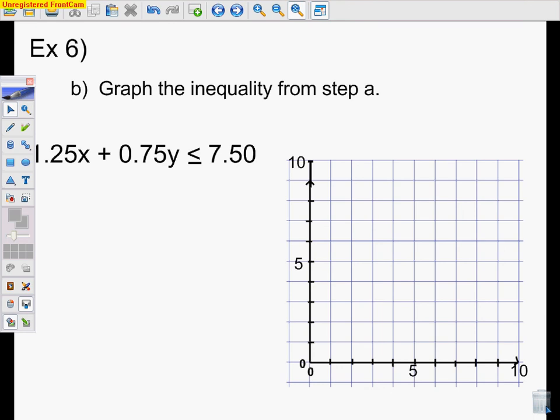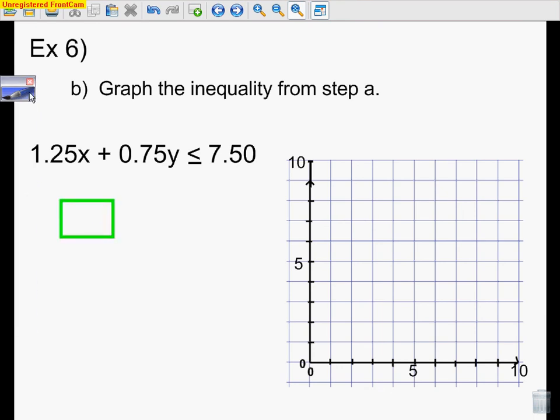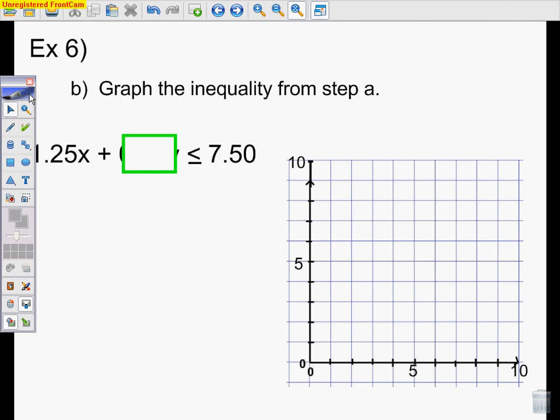You can graph it in a couple of ways. You can put these in slope-intercept form. I personally, however, like to graph these using our intercepts. And we talked about that before. Using the intercepts, all you have to do is the cover-up method. If you cover up the y and then say, okay, well, $1.25 times what value gives you $7.50? Well, $1.25 times 6 gives you $7.50. So we know that the x-intercept is 6.